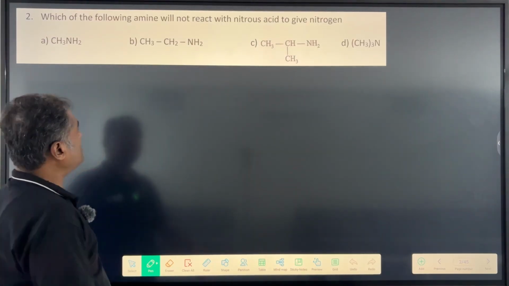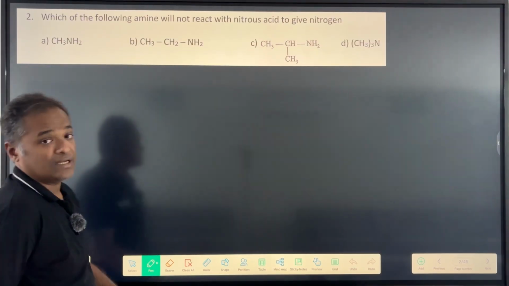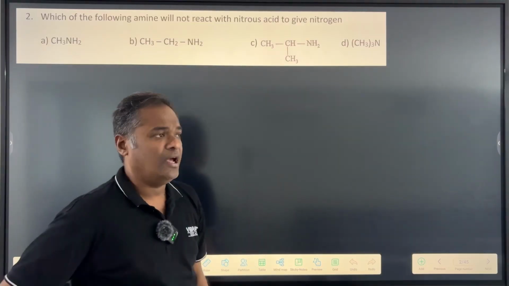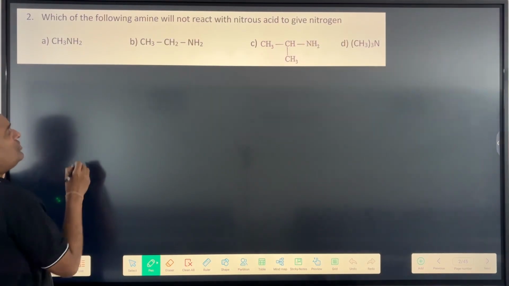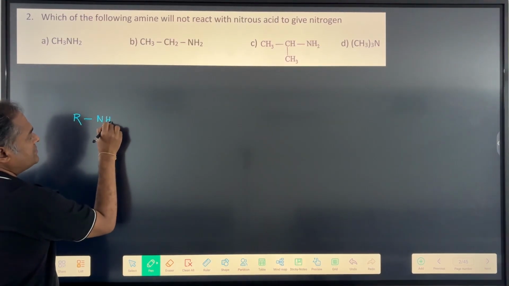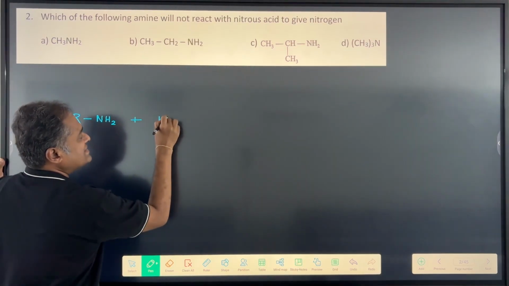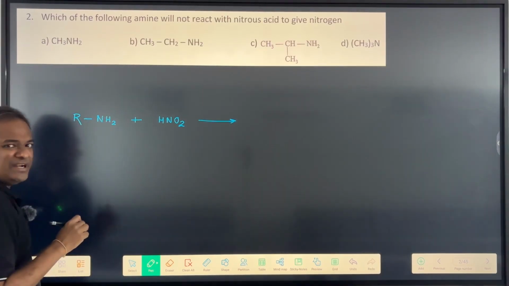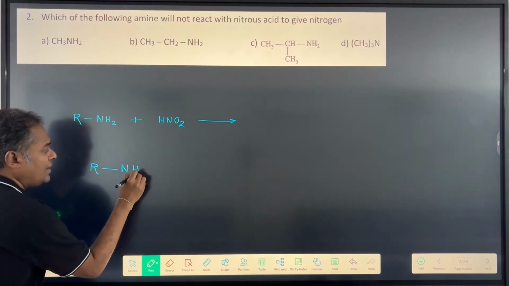Now over here the question is something like this: which of the following amines will not react with nitrous acid to give nitrogen? What is this reaction? Let's first understand. Whenever you have an amine, basically I am talking about a primary amine, and it is treated with nitrous acid, what happens? We are not studying the mechanism in detail, but I have told you in the lecture that whenever there is an amine and you have nitrous acid.